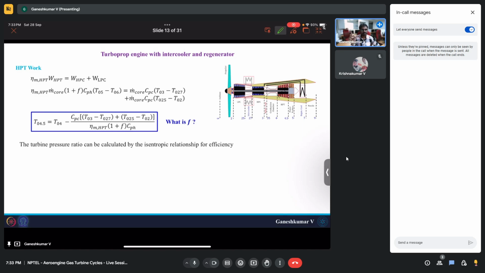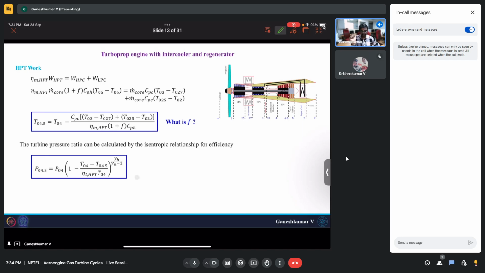Before getting into the combustion chamber, another unknown is P04.5, which is also associated with the high pressure turbine. Let's use the isentropic relationship for the efficiency to find the pressure at the exit of the high pressure turbine. So that would be something like this. We have used this equation in previous problems to find the pressure at the exit of the turbines. Here we are going to use it in an iterative manner additionally. So that is the difference.